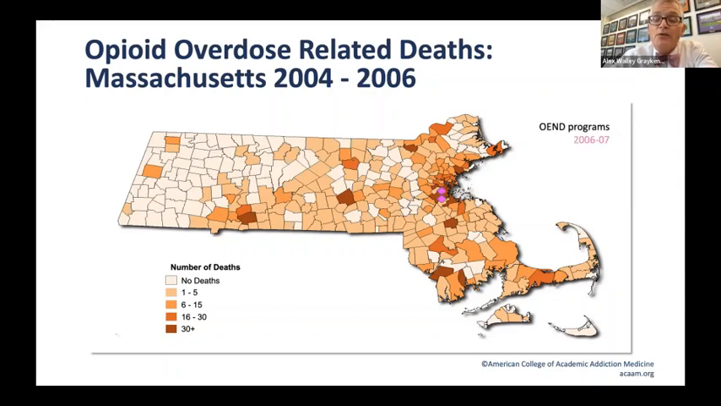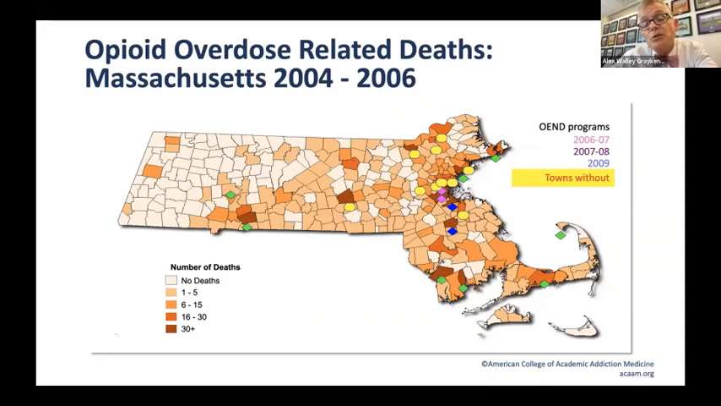The first OEND, or overdose education and naloxone distribution programs, were started in Boston and Cambridge in 2006 and 2007. And then the state health department funded the expansion of programs like this to these other communities, which you can see in the green diamonds. And then further in 2009. In 2009, there were many towns that had multiple overdoses, but had no naloxone programming.